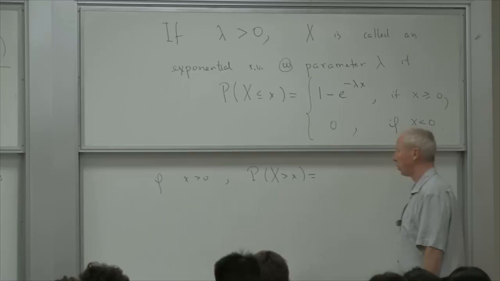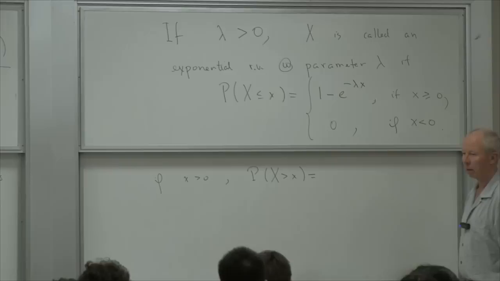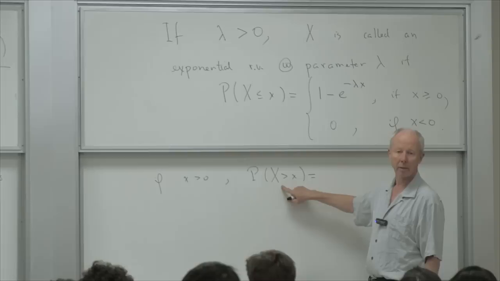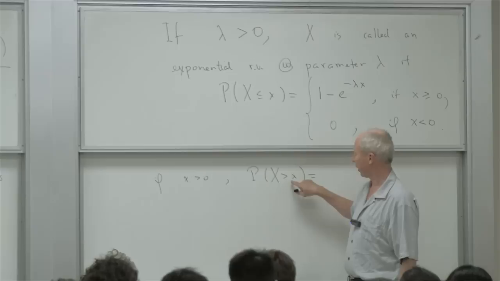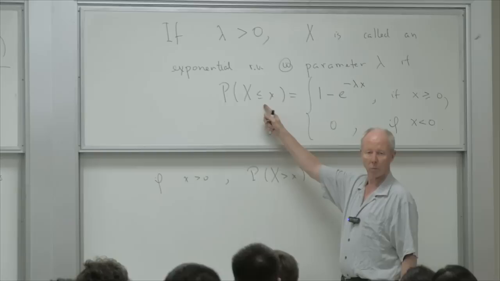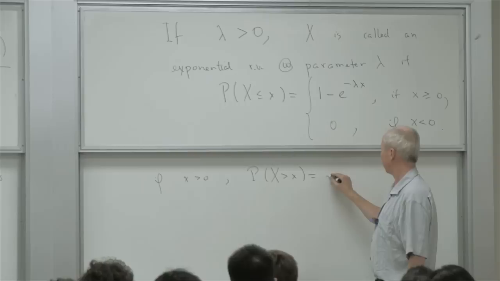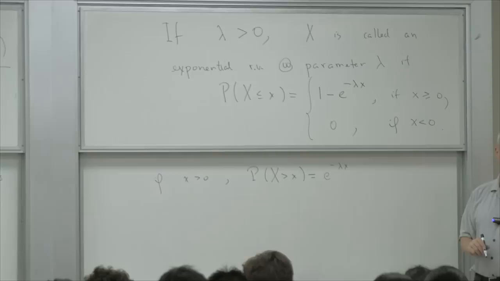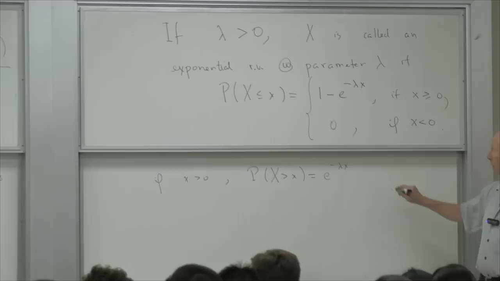what would the probability that capital X is bigger than little x equal? Well, what's the complement of this event? Capital X bigger than little x is the complement of capital X less than or equal to little x. So this probability is 1 minus that probability. What's 1 minus this probability? E to the minus lambda x, right. So the probability dies off exponentially fast as little x goes to infinity.